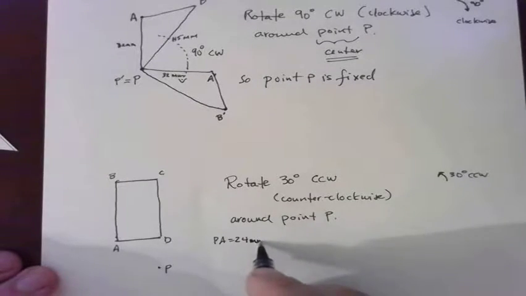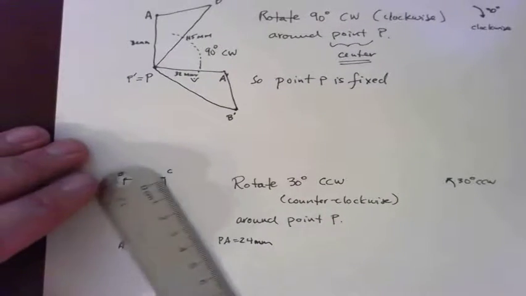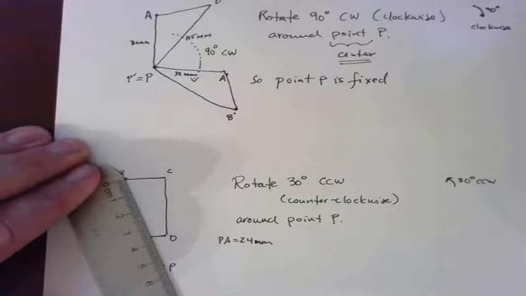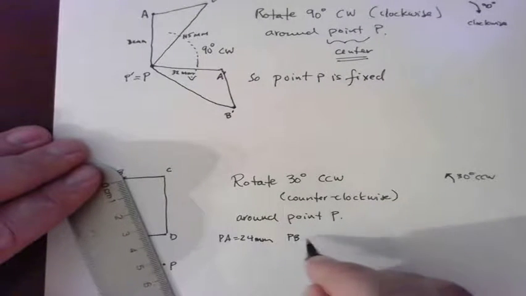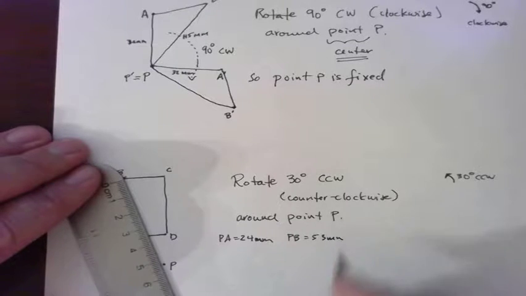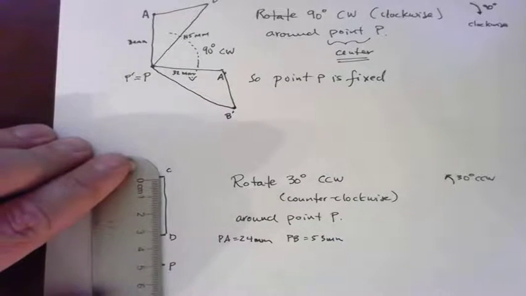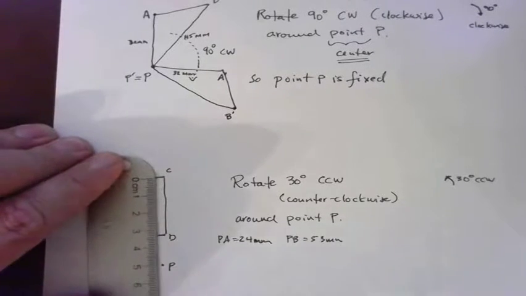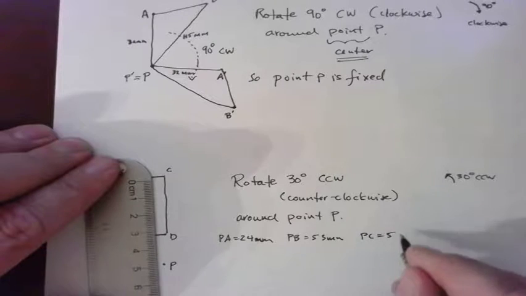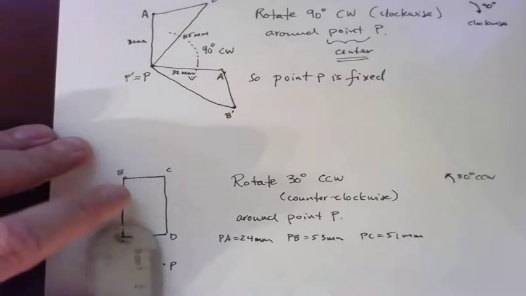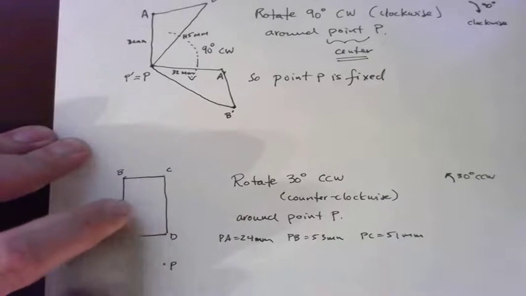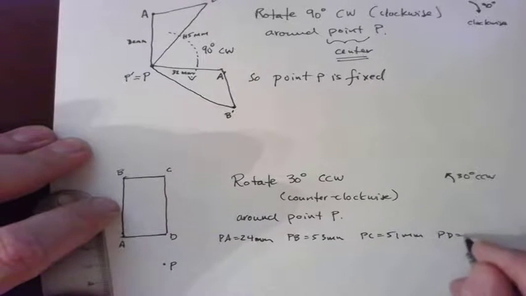So I'm going to take some time here and measure reasonably carefully how far each of my points is from the center of rotation, because that distance as you turn it stays the same. So let me take the measurements here. PA is 24 millimeters, PB is 53 millimeters, PC looks to be 51 millimeters, and PD looks like 16. So I'll just make a note of those.